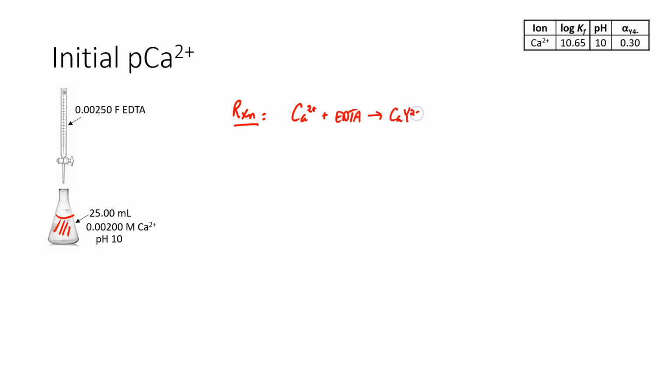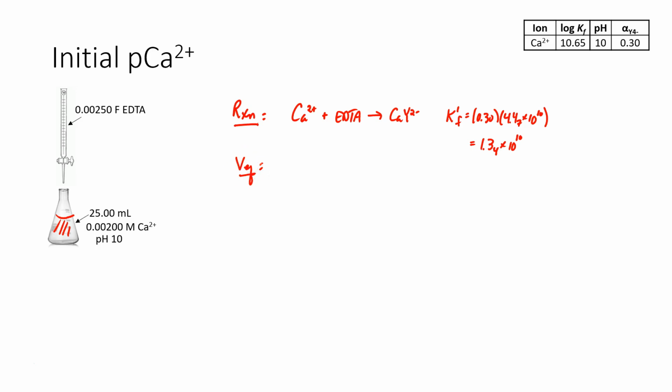So I'm going to write down the titration reaction, which will be calcium reacting with EDTA to form that calcium EDTA complex. Maybe while we're at it, why don't we get the conditional formation constant, which will be alpha times Kf. Well, they gave you the log of Kf, so take the antilog of that number, and you'll get 4.47 times 10 to the 10th, for a conditional formation constant of 1.3 times 10 to the 10th. Pretty big.